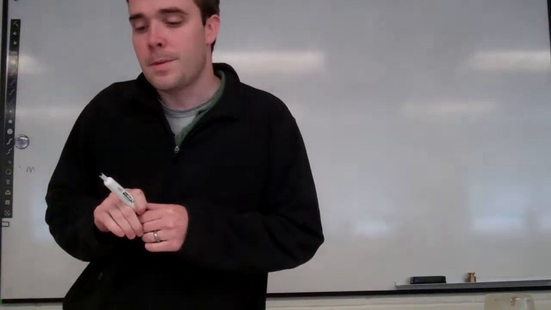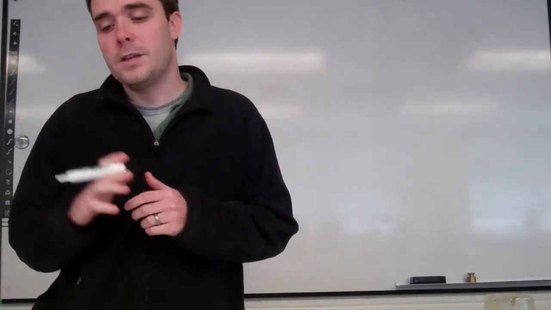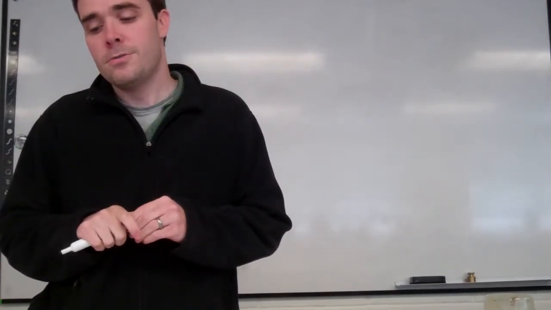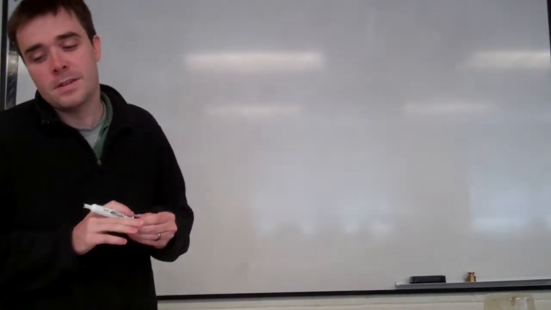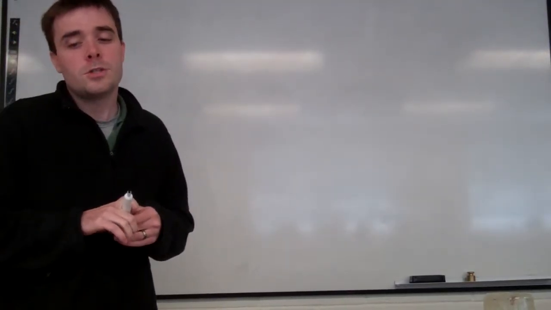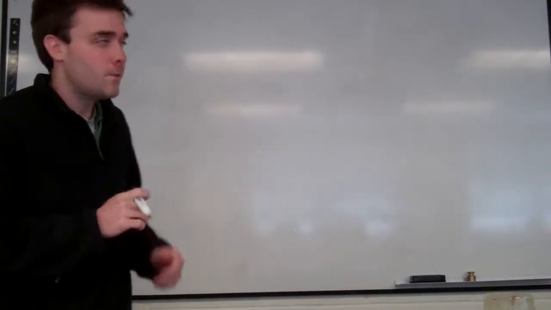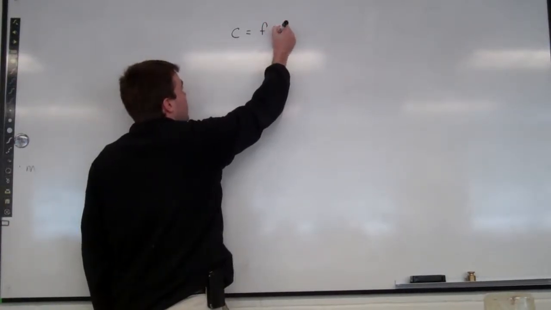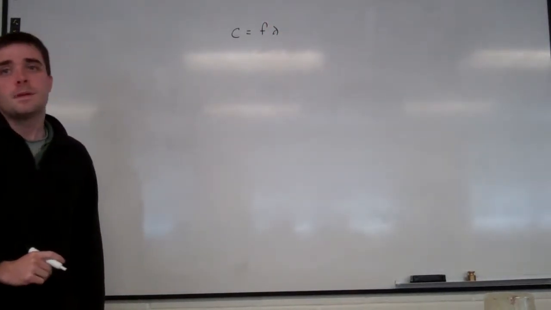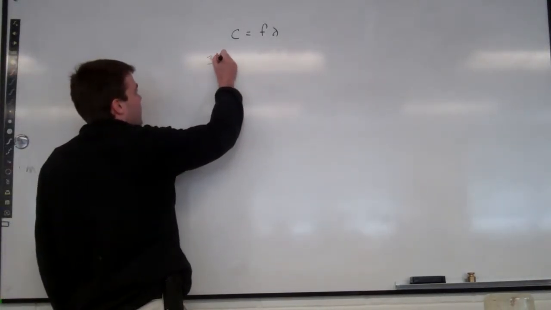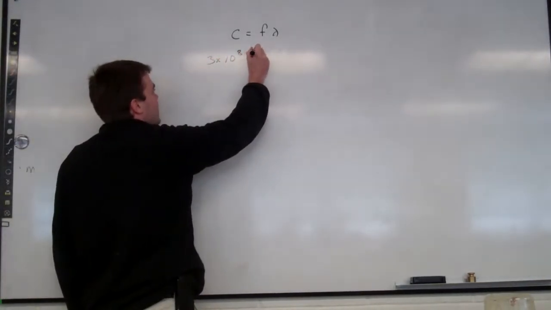We'll start with problem number 1 in the worksheet from last Friday, refraction and light problems. Number 1 says a certain radio wave has a frequency of 1.7 times 10 to the 6 hertz. What is its wavelength? So which equation are we going to use? We're going to do c equals f lambda. What's c? Speed of light. 3 times 10 to the 8th meters per second.